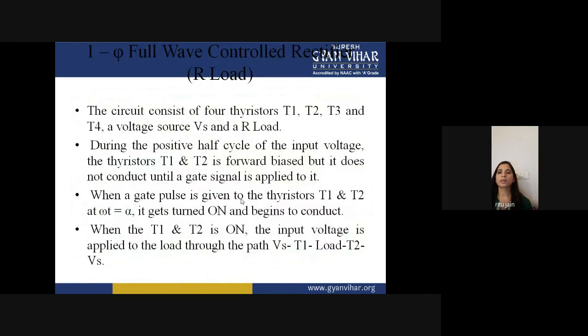So the circuit consists of 4 SCRs, T1, T2, T3 and T4. The load is R. During the positive half cycle, T1 and T2 will conduct. During the negative half cycle, T3 and T4 will conduct. Okay. And the gate pulse is applied at omega t equal to alpha angle.